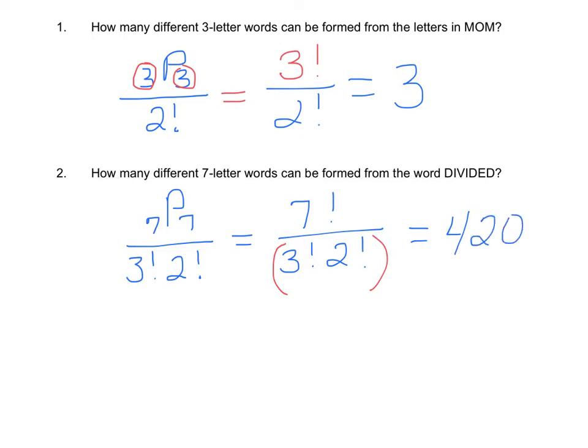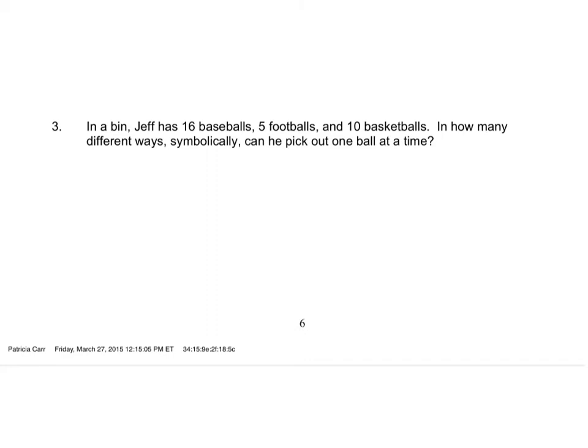All right, let's go on to example number 3. Example number 3 says in a bin, Jeff has 16 baseballs, 5 footballs, and 10 basketballs.